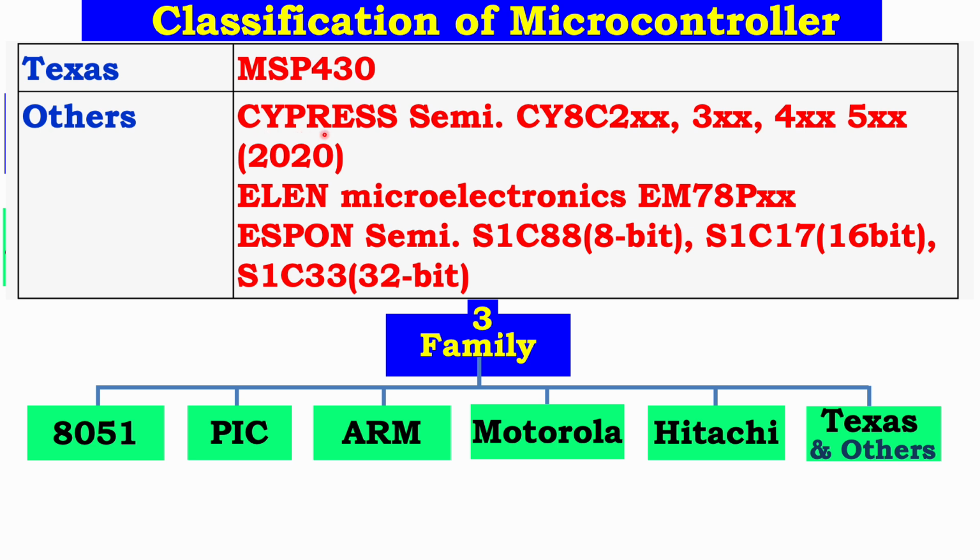That is also represented here for better understanding. That is Cypress Semiconductors with a series of CY8C2X, 3XX, 4XX and 5XX series. It is in the 2020 year. Next one is LN Microcontrollers, which also manufacture microcontrollers with the EM78PXX. Now SPAN Semiconductors with a series of SIC 88 8-bit, SIC 17 16-bit and SIC 33 32-bit.